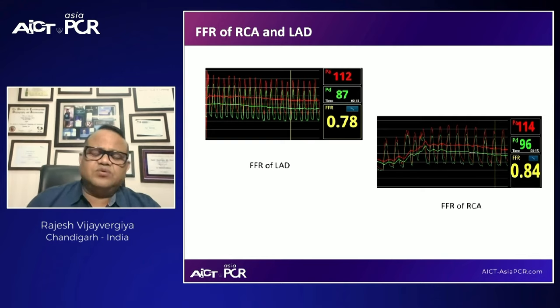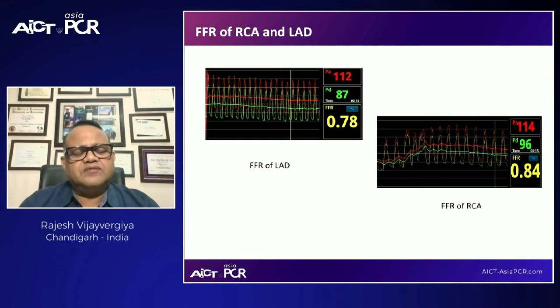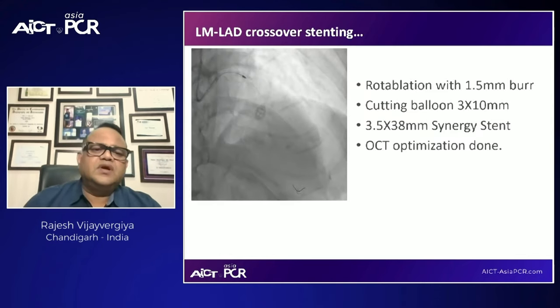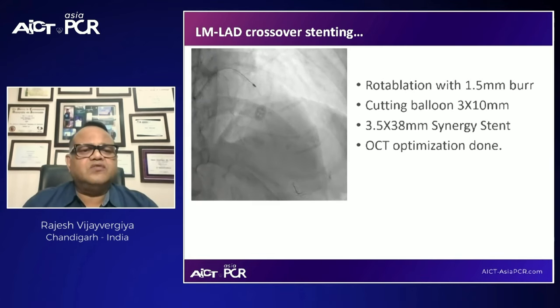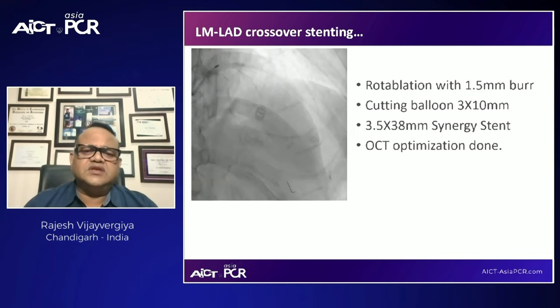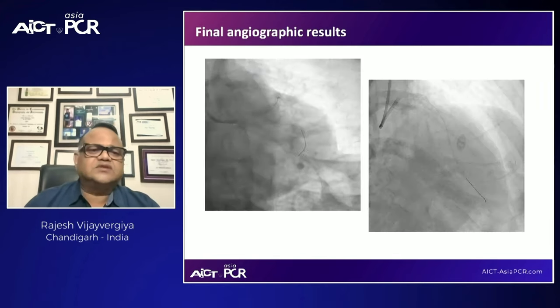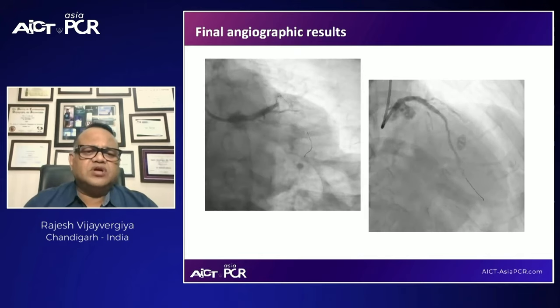It was decided to go ahead with PCI of the LAD alone. And this is the left main to LAD crossover stenting with rotablation. A 3.5x38 millimeter Synergy stent was deployed and OCT optimization was done. This is the final result from left main to LAD crossover stenting.